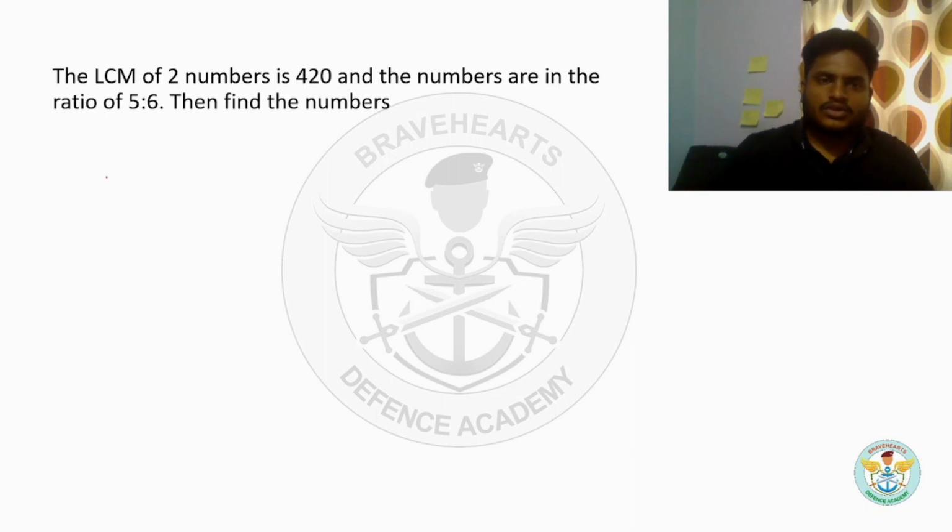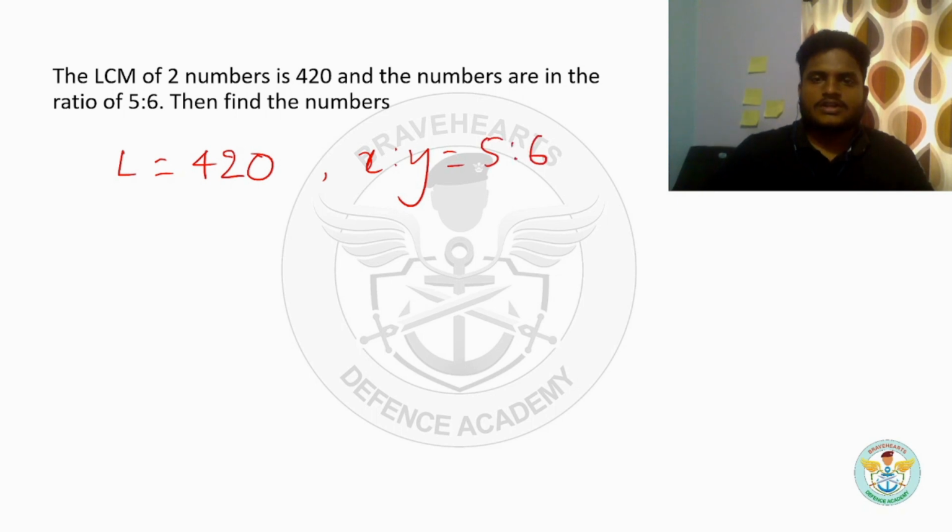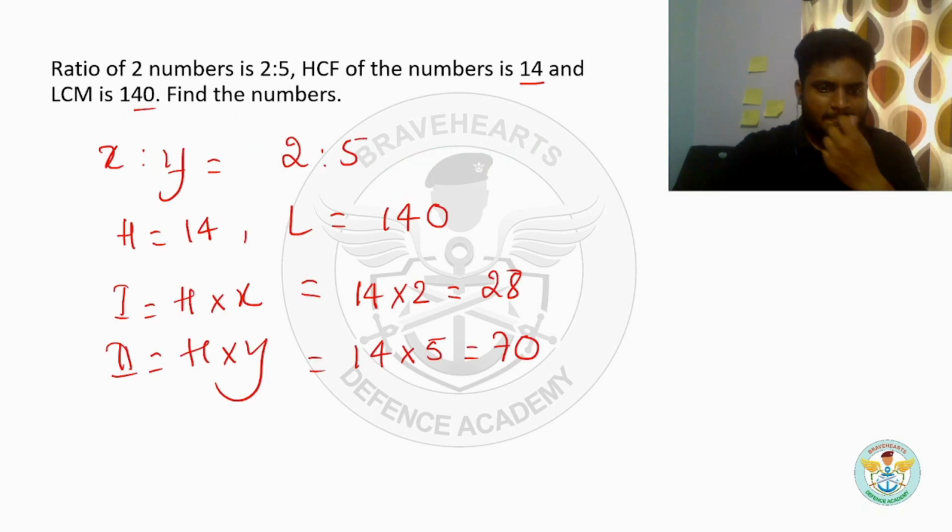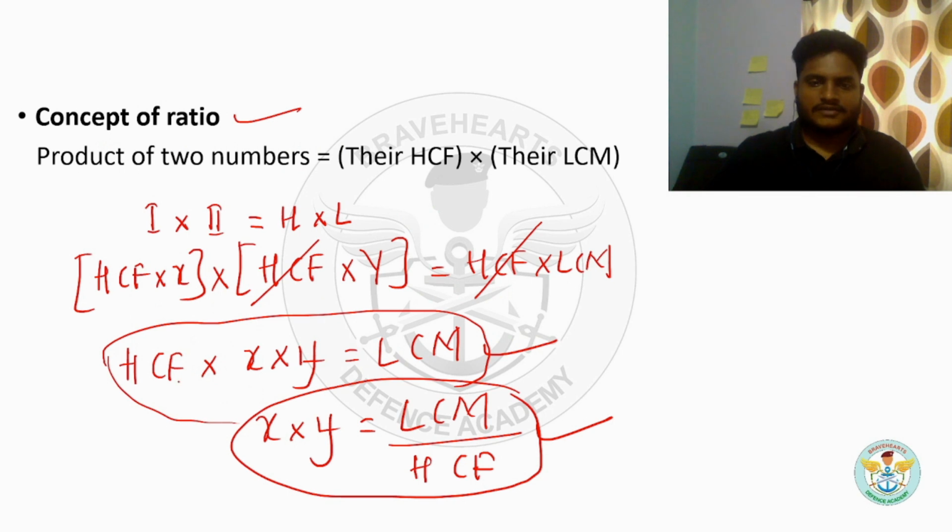The LCM of two numbers is given as 420. And the numbers are in the ratio x is to y is 5 is to 6. We'll use the second formula, which is written here.